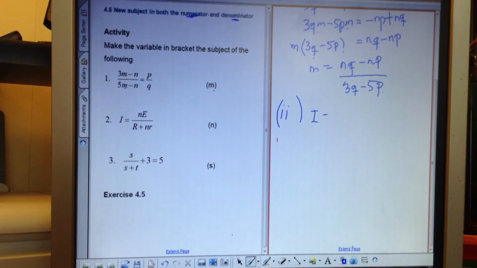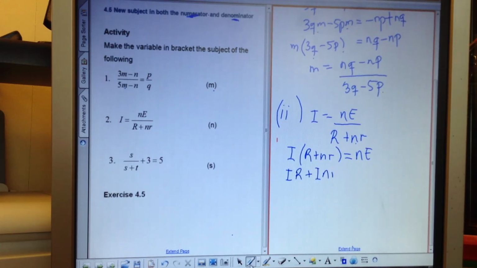2. I equals ne over (r plus nr). We want to make n our subject; n is here and then n is there. Again, we clear the fraction. We're going to have I into (r plus nr) equals ne. We expand the bracket to have Ir plus Inr equals ne.